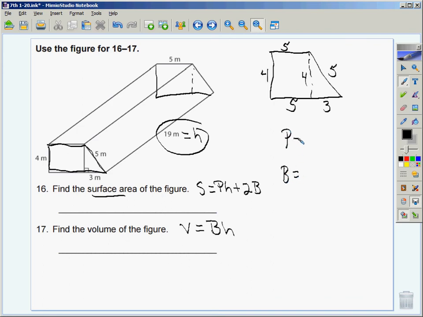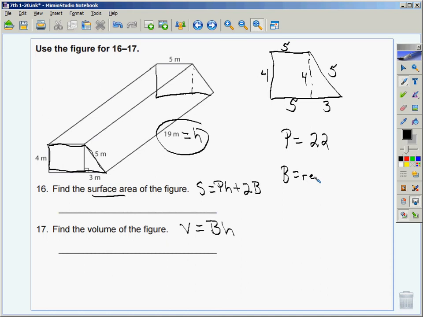We get P and B from this shape. Perimeter, I go all the way around the outside again. I add 5 plus 5 plus 3 plus 5 plus 4. When I add all those pieces together, I get 22 for my perimeter. As far as the base shape goes, again, I could do it one of two ways. I could do it as a rectangle and a triangle, or I could do the whole base shape as a trapezoid. Either would work.